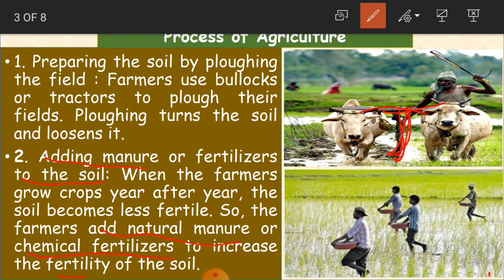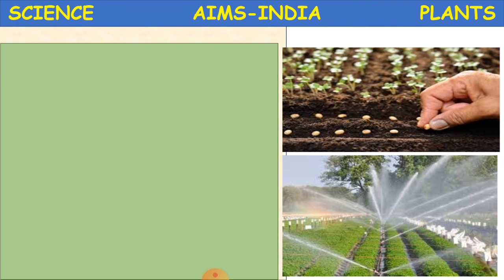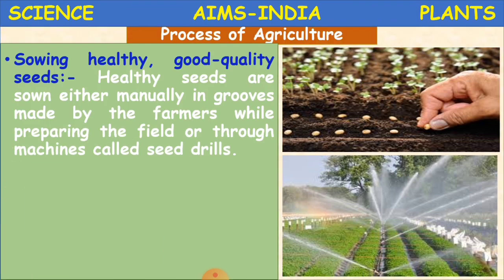So these are added to the soil to make it fertile. Okay, children, the first thing is we'll prepare the soil by plowing the field, and the second thing is we are going to add manure or fertilizers. So this is the process of agriculture. And the third one now, what is it? It is sowing healthy and good quality seeds.